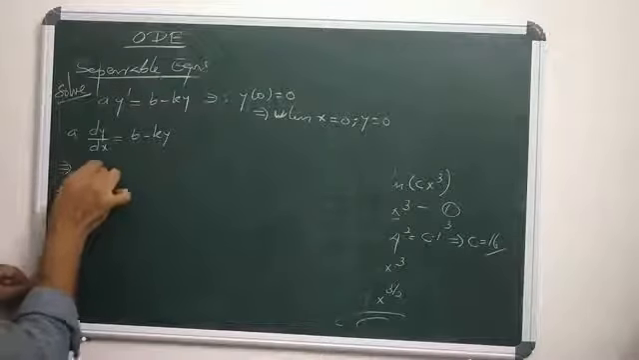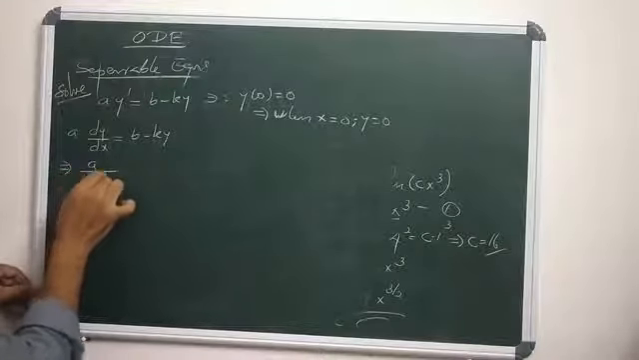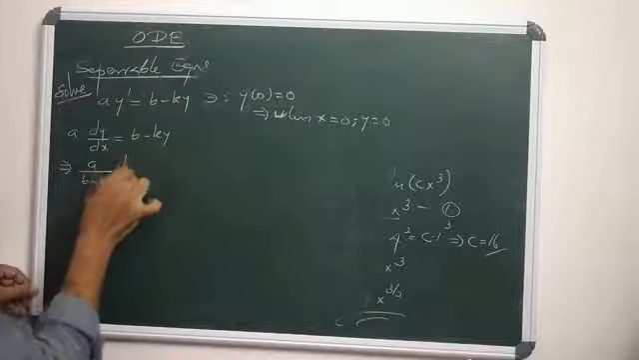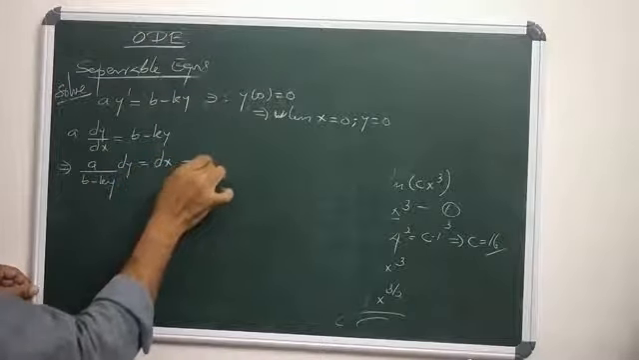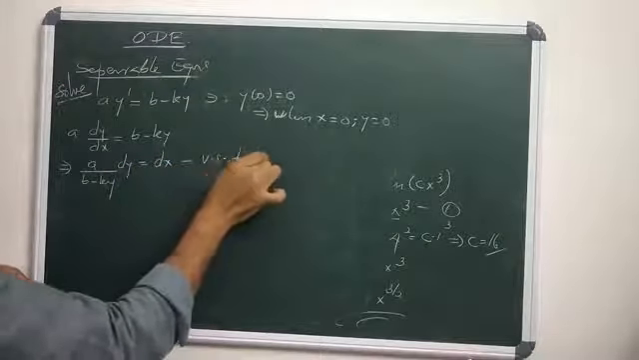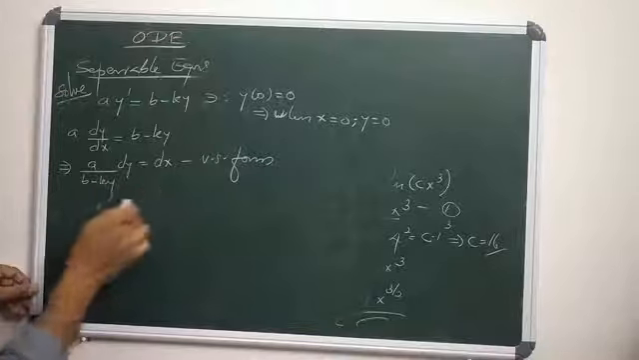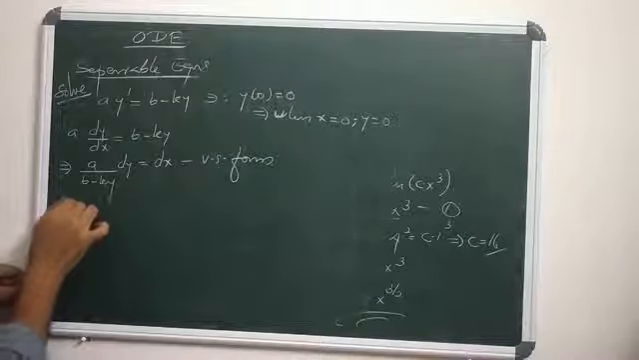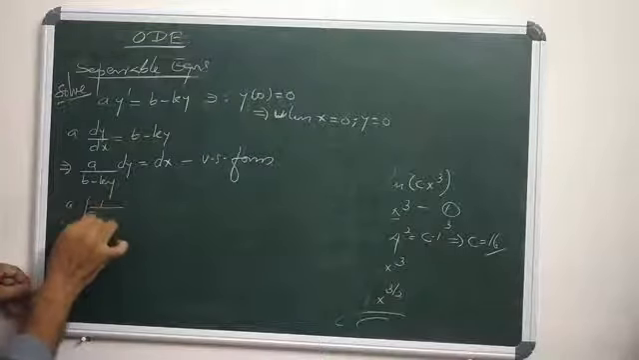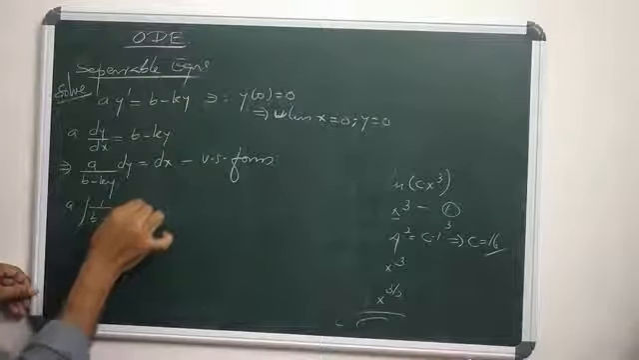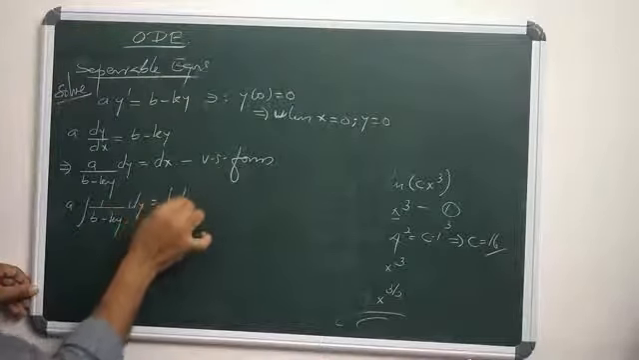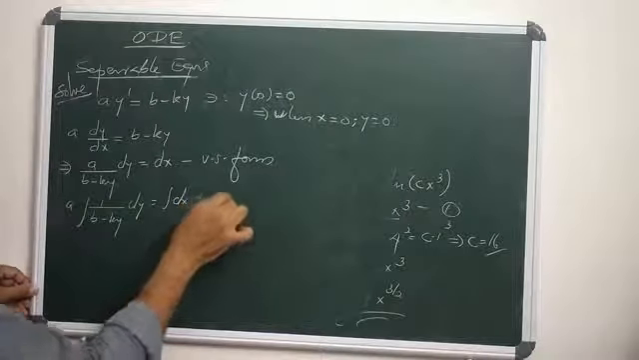So that means a by b minus k y into dy equals dx, which is a variable separable form. The variables are separated. Then on integration we have a into the integral of 1 by b minus k y dy equals the integral of dx plus an integrating constant c.